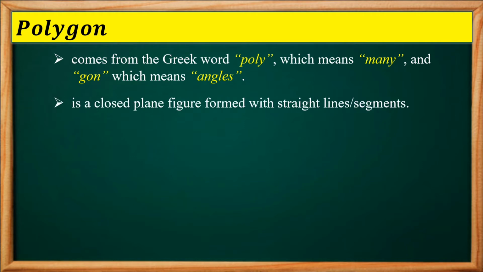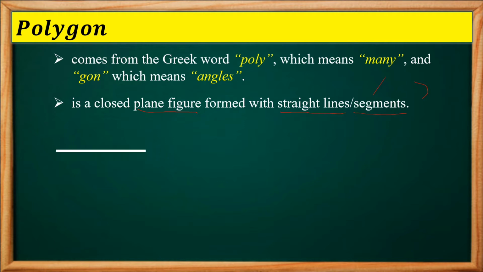Now, a polygon is a closed plane figure formed with straight lines or segments. Sinabi natin kanina na kapag sinabi natin polygon, in-identify natin yung different plane figures, di ba? Therefore, in a polygon, we are talking about plane figures. And remember, we are talking about straight lines or segments. Hindi siya yung pa-curve, kundi straight line siya. It must be a straight line.